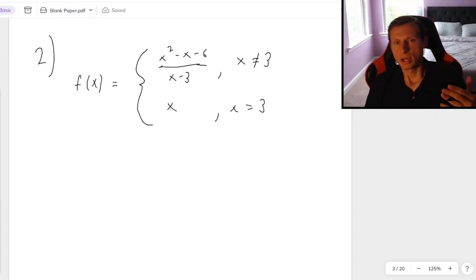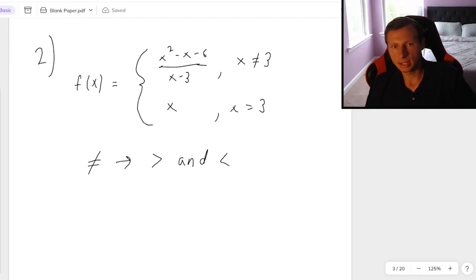So the question is, how do we deal with the not equal to sign? And I'm going to tell you. When you see not equal to, that basically means it's greater than and less than. In other words, it is the right side limit and it's the left side limit. It's both of them. It is not the value of the function. That's still going to be the equal to sign.